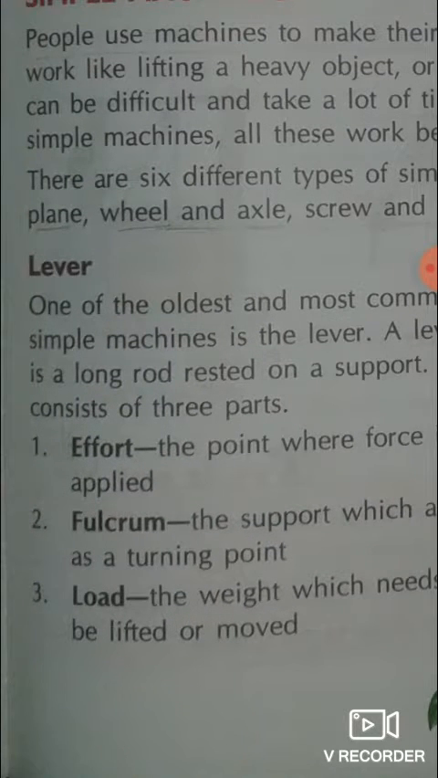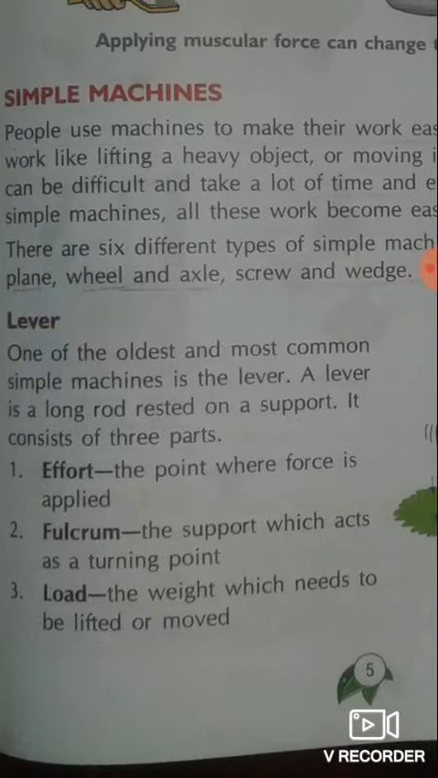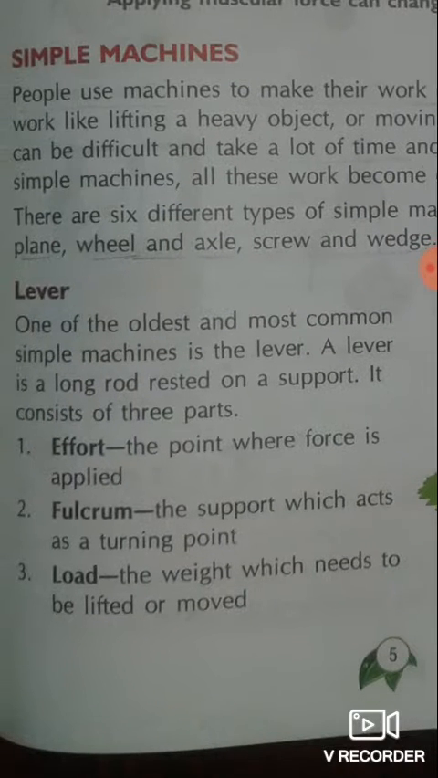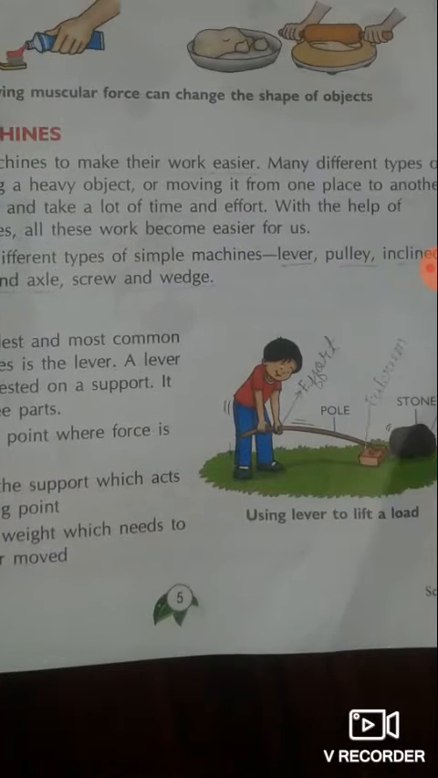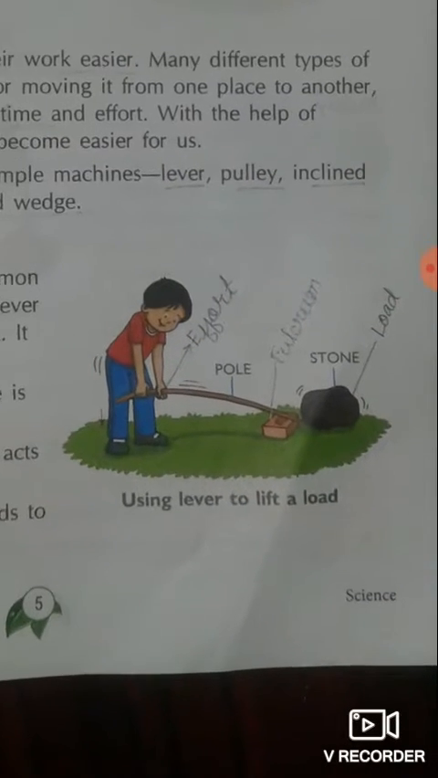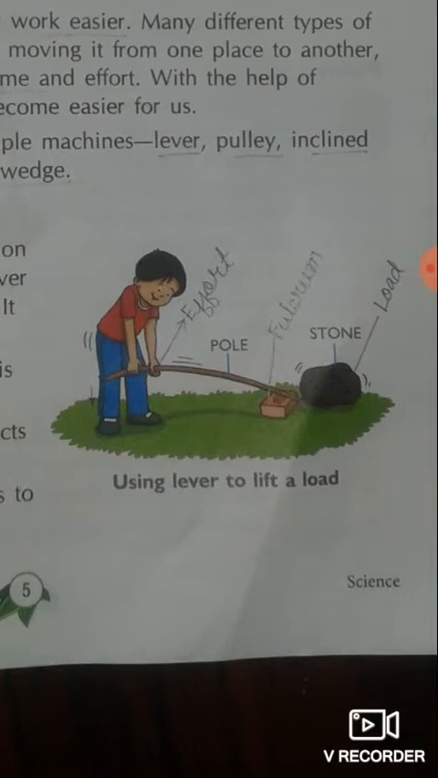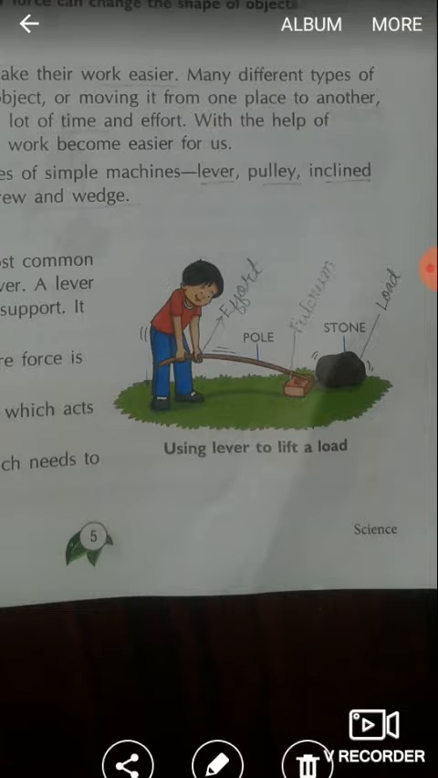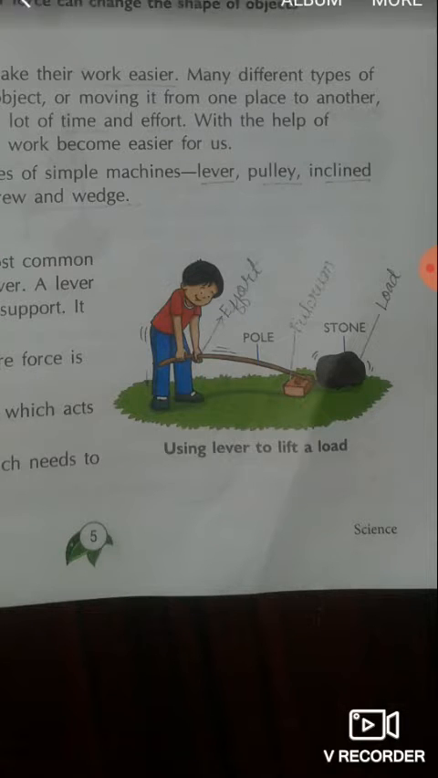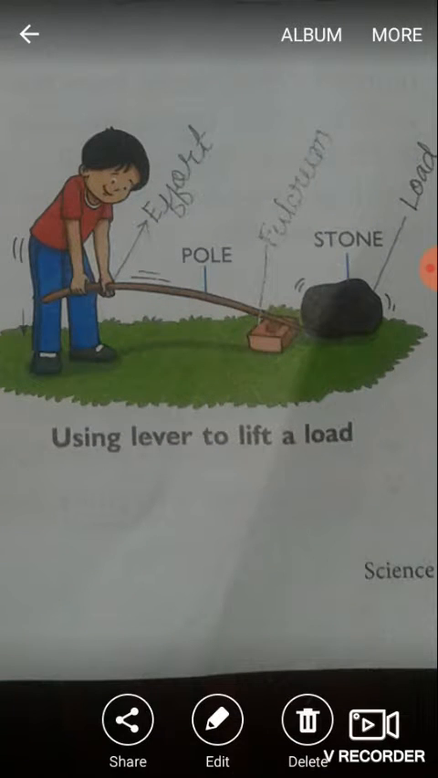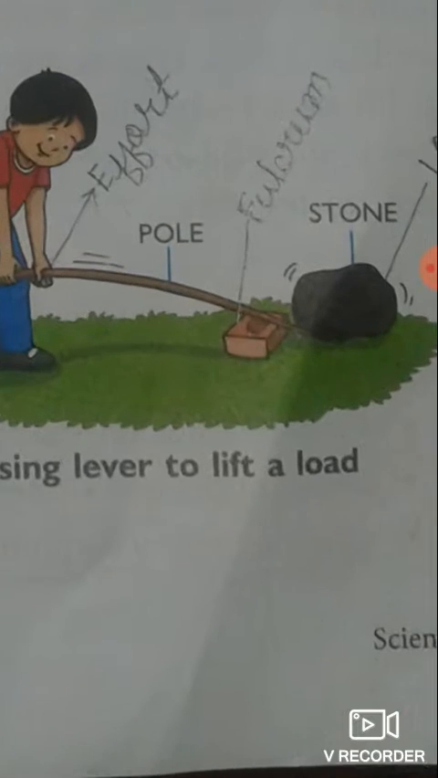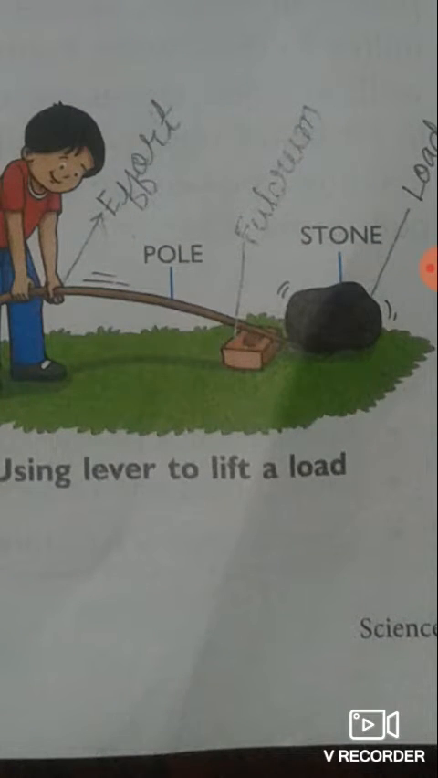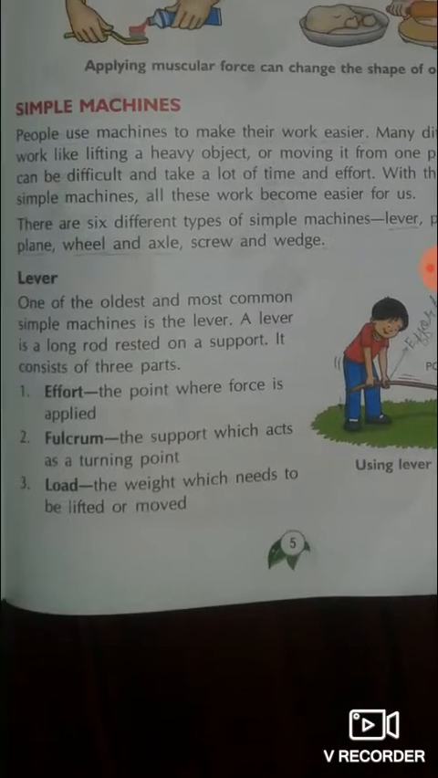Lever. What is a lever? This is one of the oldest and most common simple machines. A lever is a long rod rested on a support. A long rod, here in the picture given. This is a long rod, resting on a support. The brick is the support, to lift heavy objects.